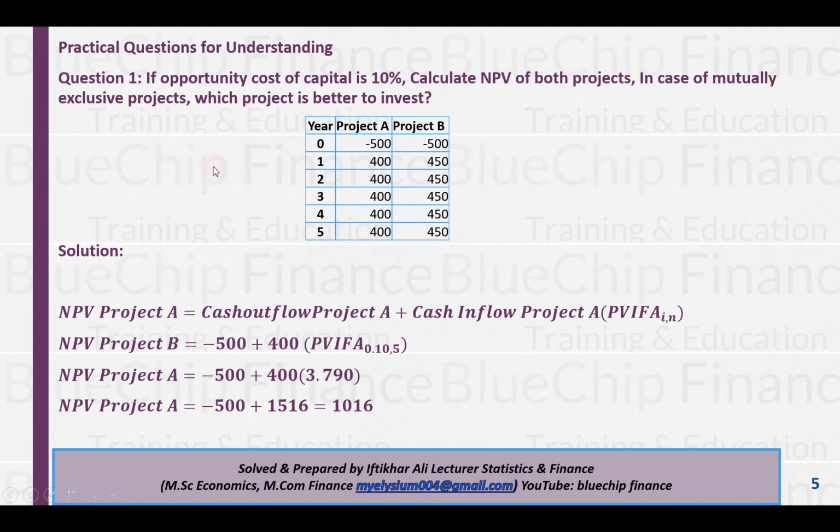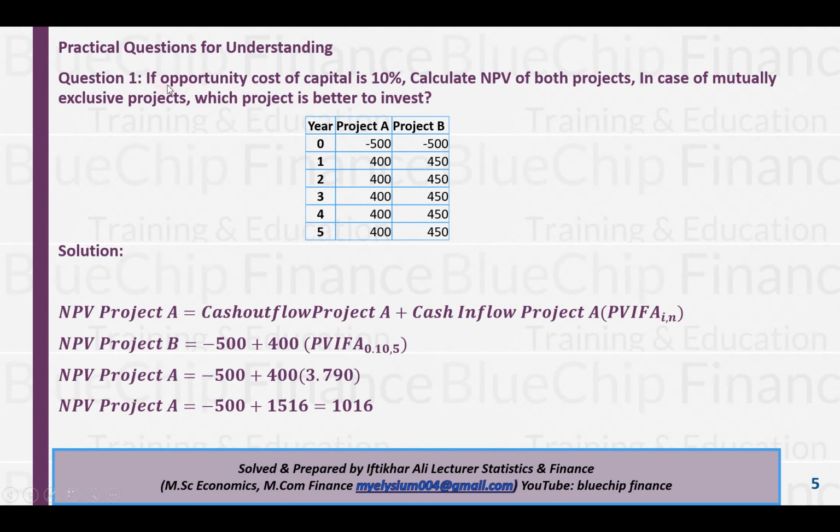Now we are going to discuss some practical questions related to net present value. For example, if opportunity cost of capital is 10%, calculate NPV of both projects in case of mutually exclusive projects. Which project is better to invest?